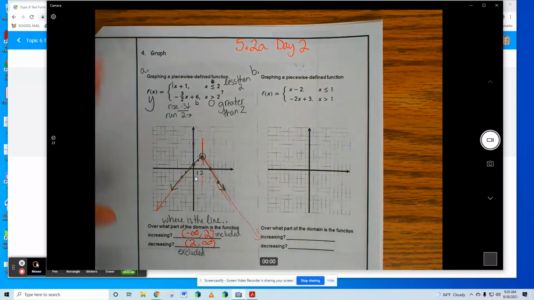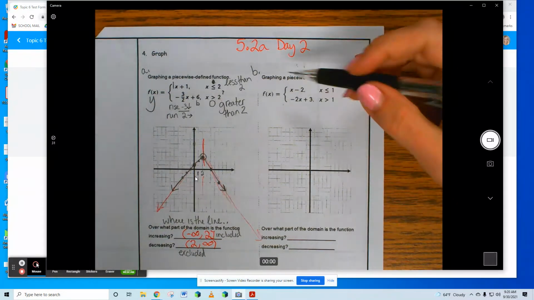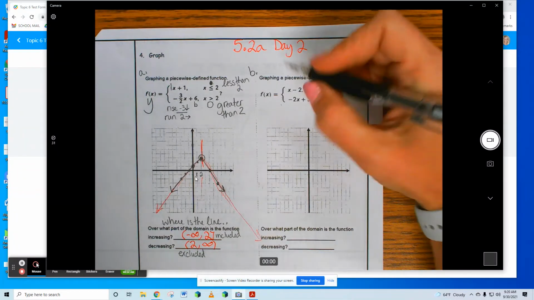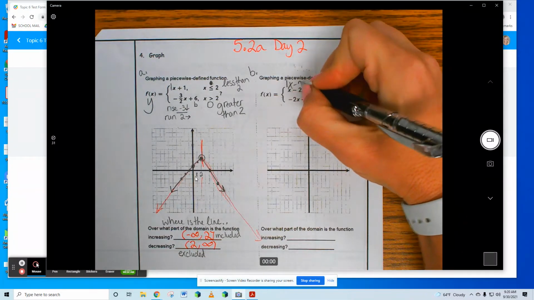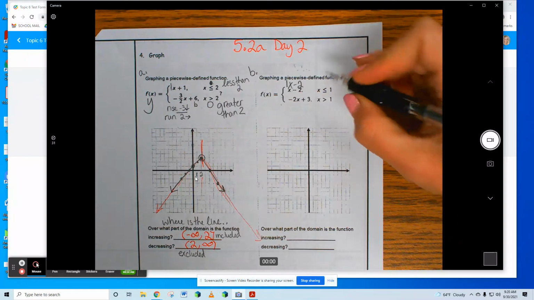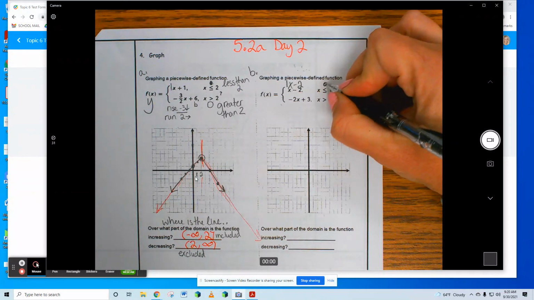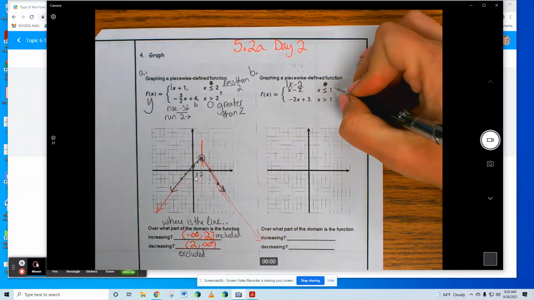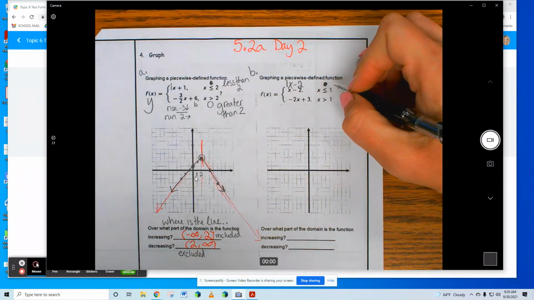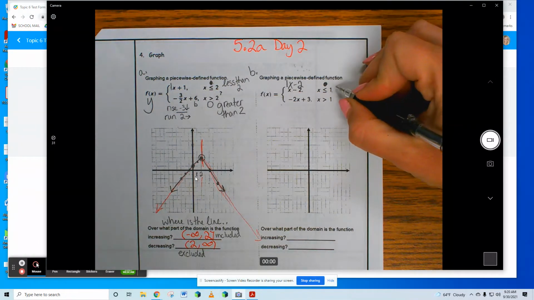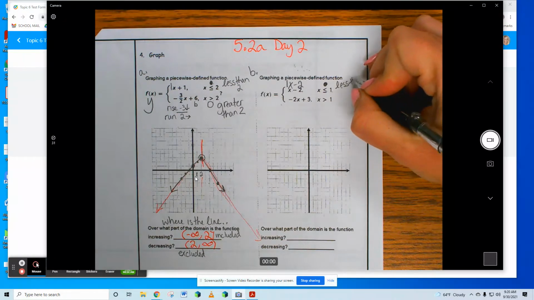So here's what I've got. I've got f of x equals x minus 2, which is 1x minus 2. And this has to be less than or equal to 1. That's going to be a closed circle at 1. And my line is going to have to go to the left side. I only care about seeing the line on the left side. So less than 1.